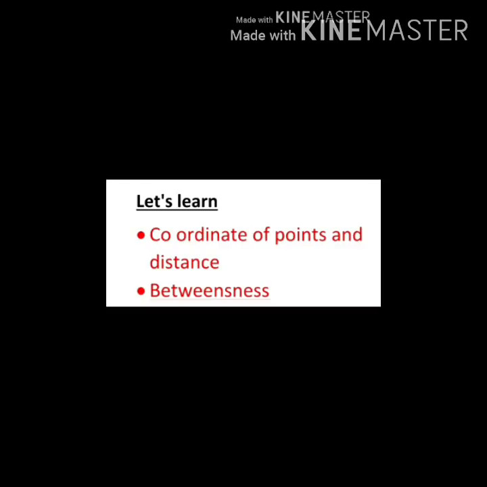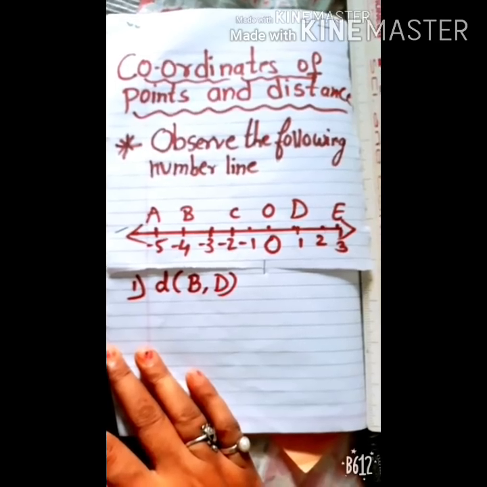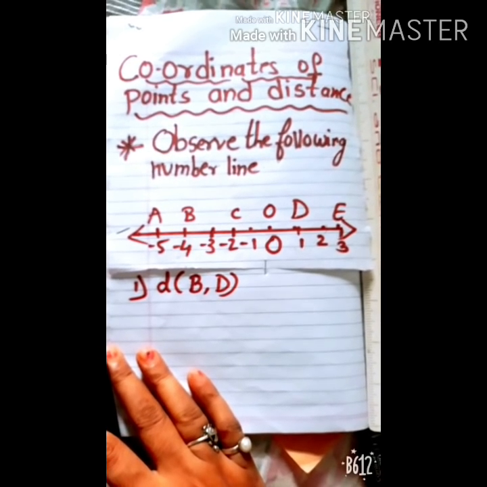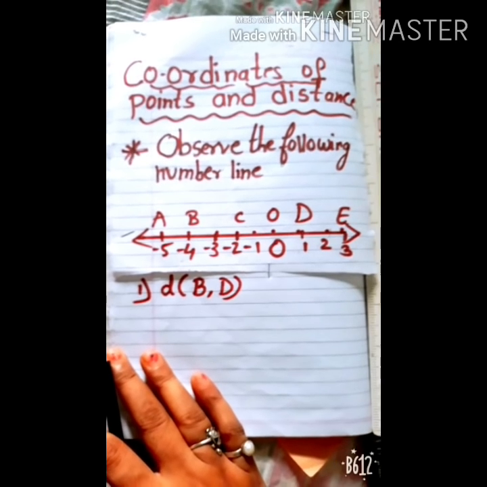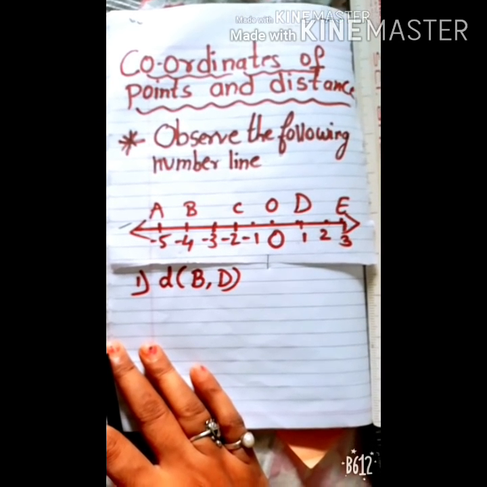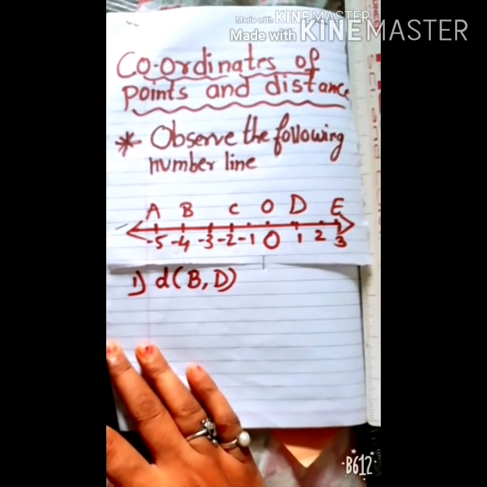Chapter number 1, Basic Concepts in Geometry. Today we are going to start. In this chapter we are going to learn the coordinate of a point, distance, and betweenness. Now we are going to learn about the coordinates of points and the distance. Now, to find the distance between 2 points, observe the following number line. The number line is already drawn here.